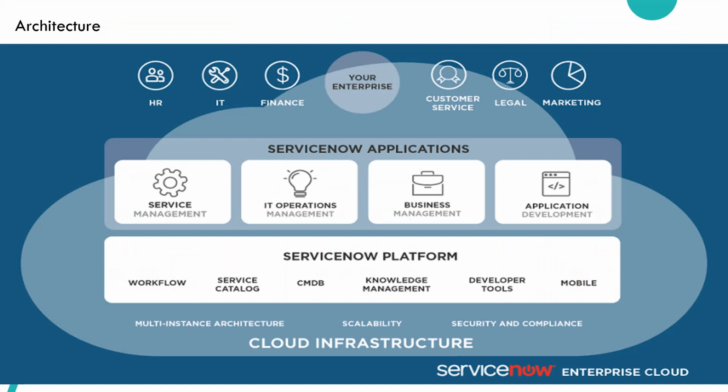Now this is the basic architecture of ServiceNow. ServiceNow is divided into three components: the front end, the middle layer, and the database. The front end is where you have something interacting with the end customer. It can be a service request application, an HR application, IT, finance, legal, marketing, anything.